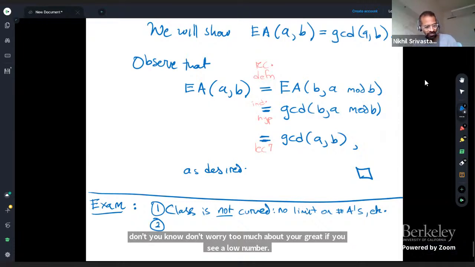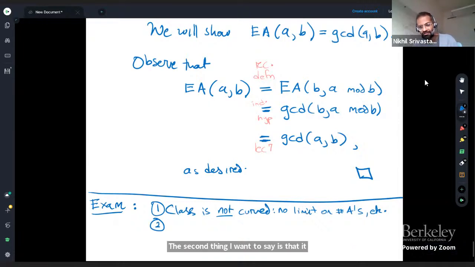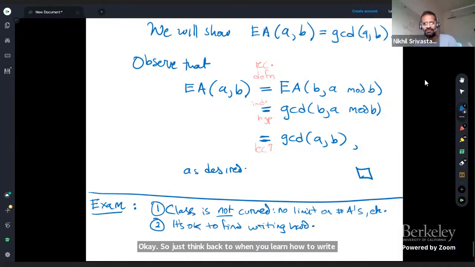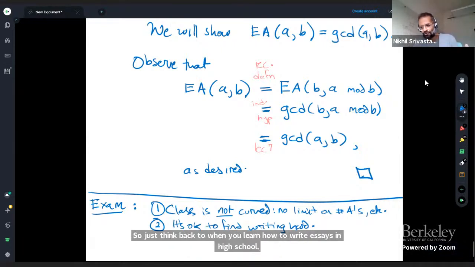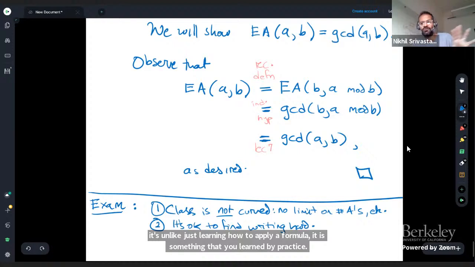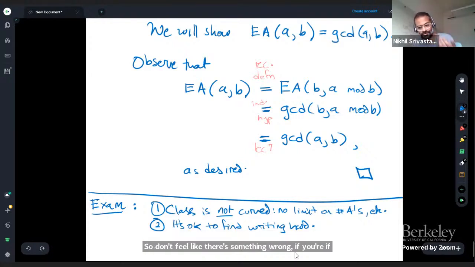The second thing I want to say is that it's okay to be struggling with writing proofs. Okay, so just think back to when you learned how to write essays in high school. The first time you wrote them, they weren't perfect, right? Unlike just learning how to apply a formula, it is something that you learn by practice. So don't feel like there's something wrong if you're struggling with the writing aspect.